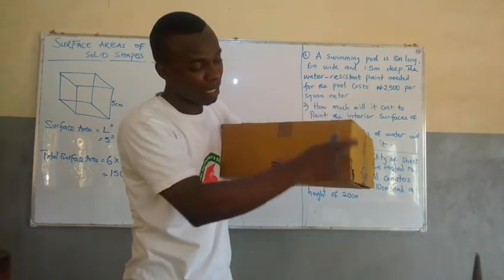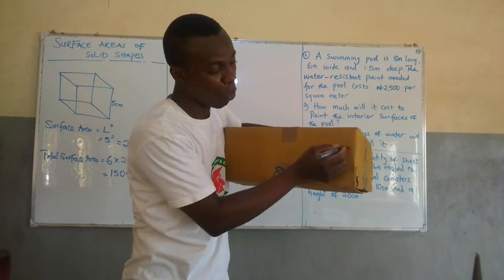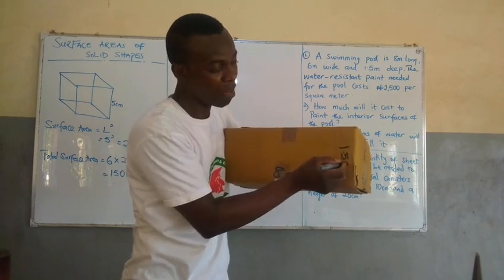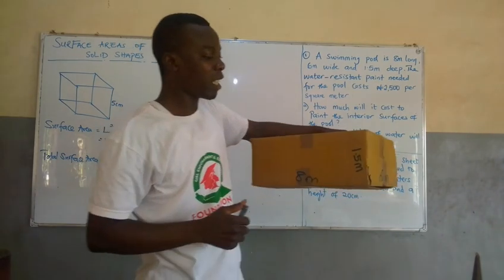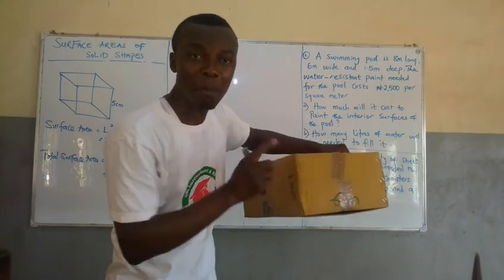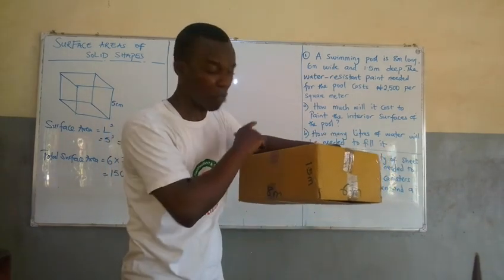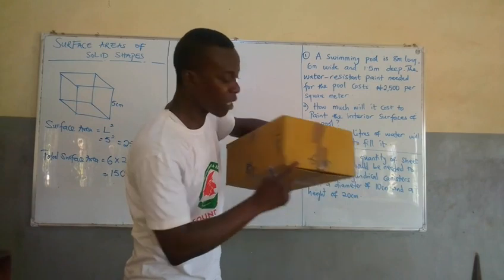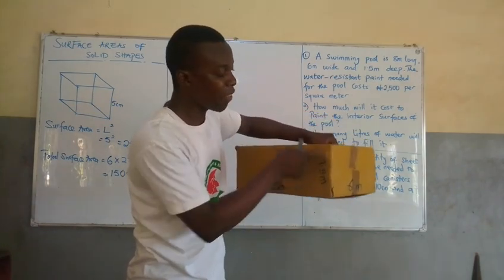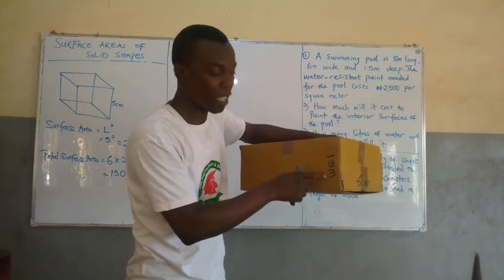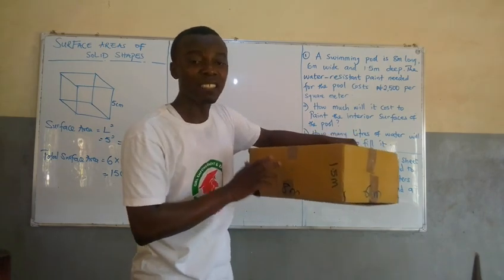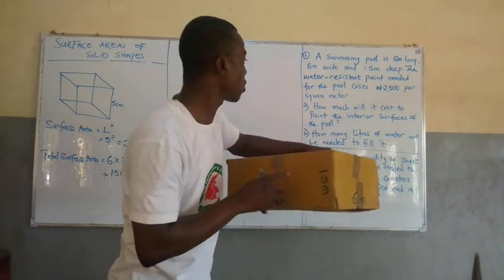So the depth is just this. So I have 1.5 meters. So you can see that I've been able to bring out the 3 dimensions that make this solid shape from that question. We have 8 meters, 6 meters, and then 1.5 meters. Now you can see that this is a 3-dimensional shape.